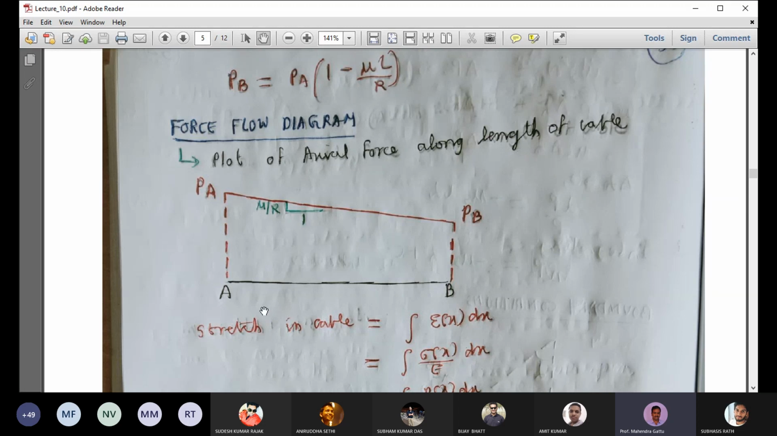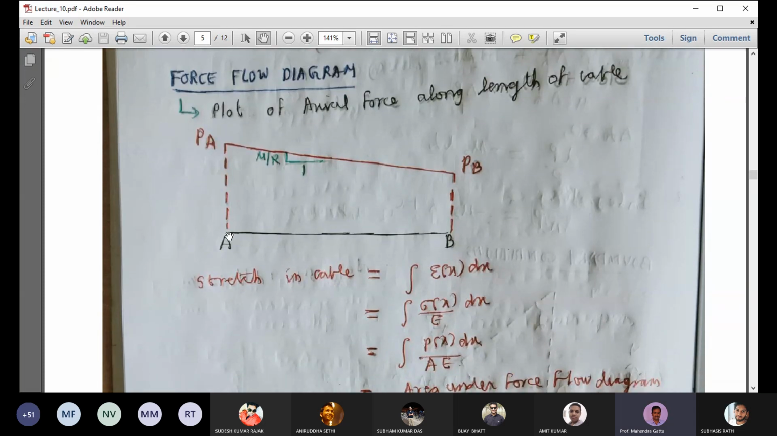So we have the cable here, left edge is A and right edge is B, and at point A we have the pre-stress force Pa, and at point B we have the pre-stress force Pb. And if you see here, l is the distance of the point from the left edge, so there is a linear variation happening, and the slope will be mu by r. That is a negative slope, and this is the force flow diagram. So it represents the axial force distribution along the length of the cable.